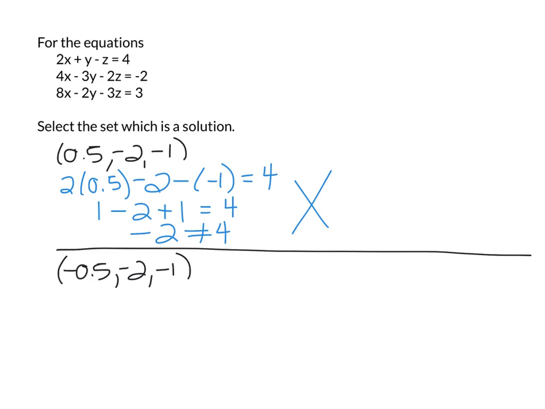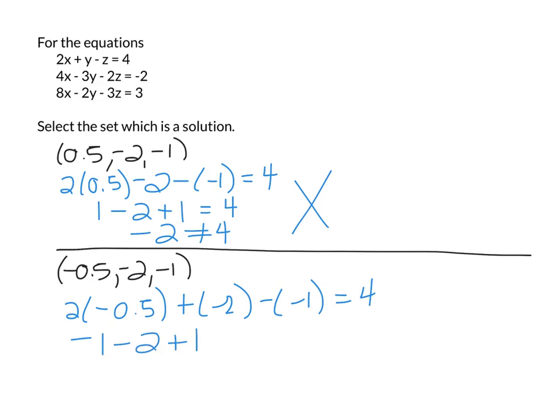And then in our last set, we're going to substitute that into our first equation again. So we get plus negative 2, get minus negative 1, and we're going to test and see if that's equal to 4. So we have negative 1 minus 2 plus 1. Is that equal to 4? The 1's will cancel out. Negative 2 is not equal to 4, so we can conclude that that is not a solution either because it does not satisfy the first equation.